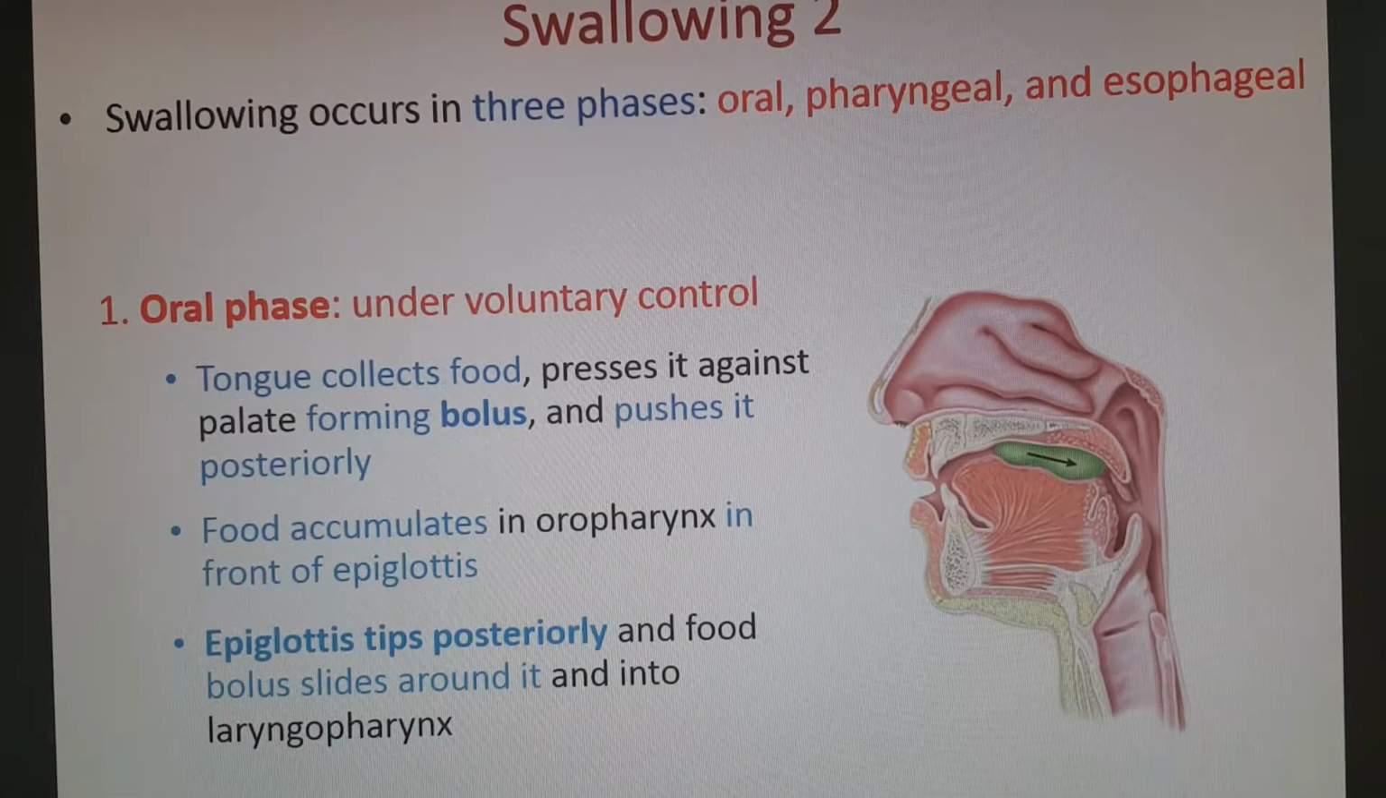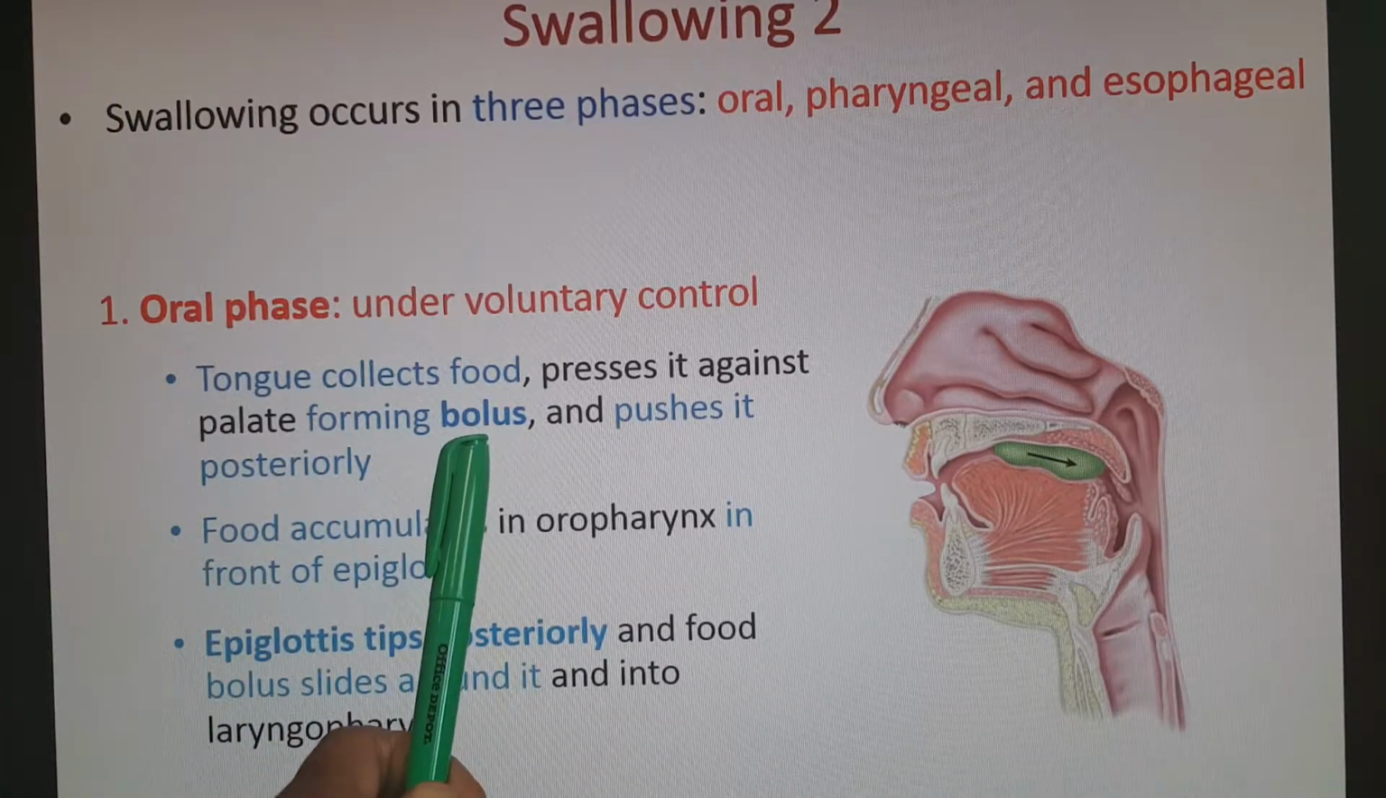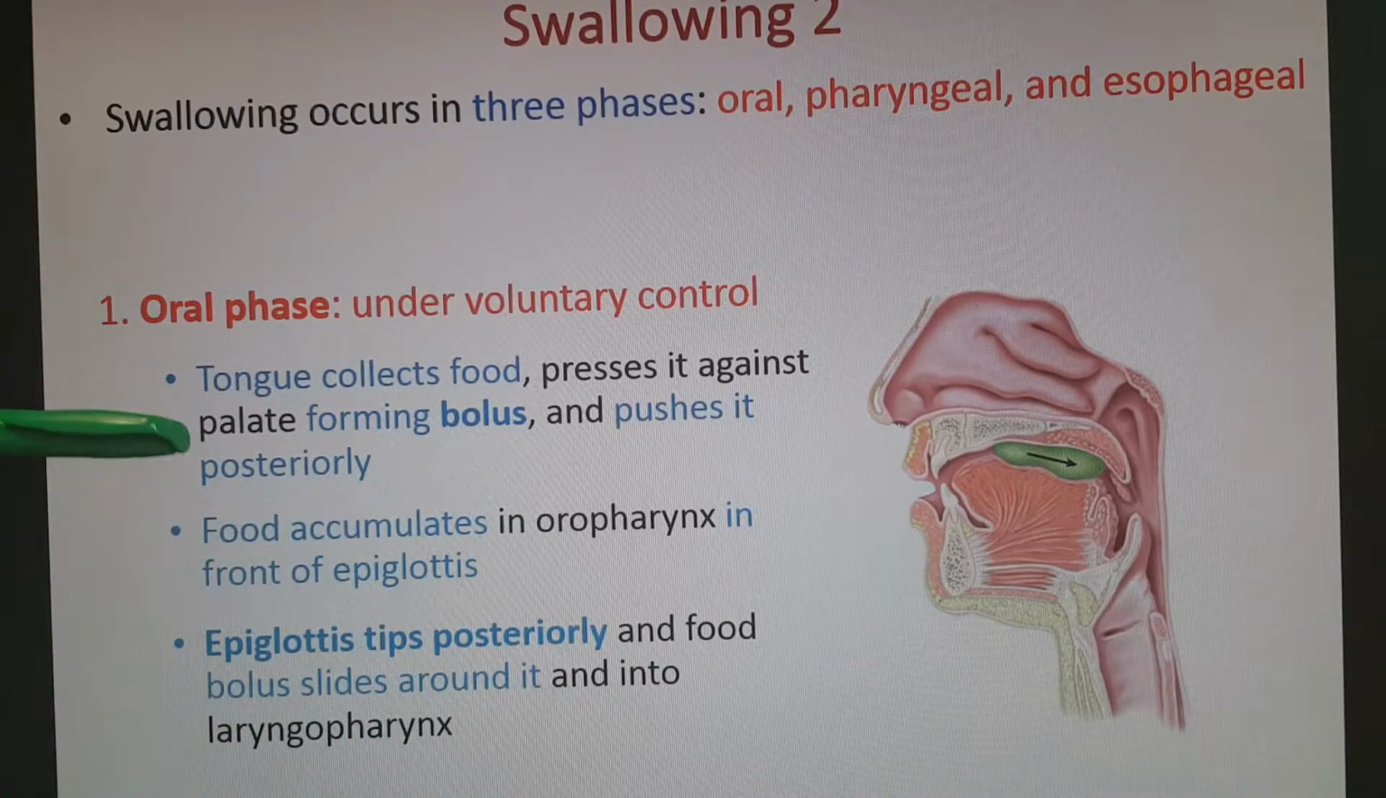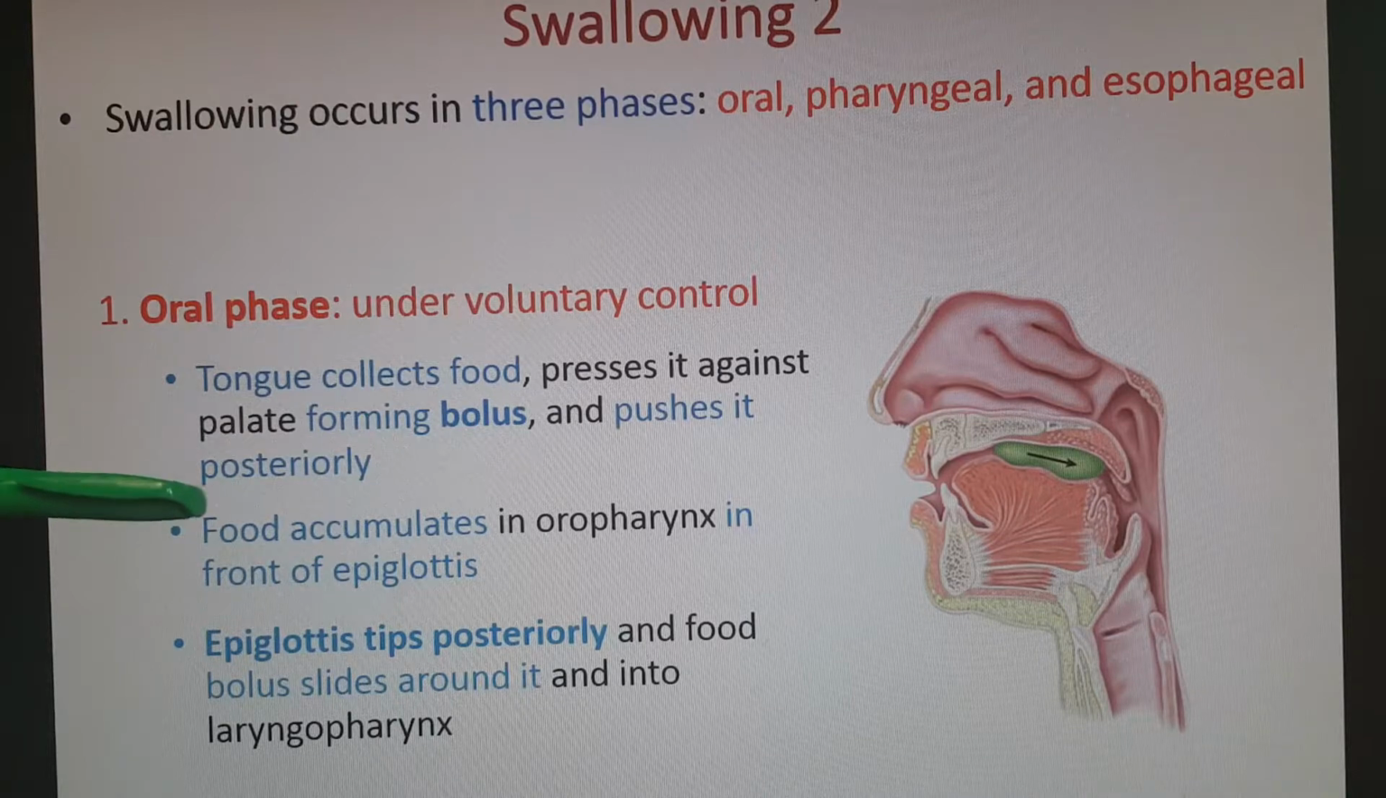So after you've chewed your food and your saliva has helped moisten it and get it ready to be swallowed, there are 3 phases of swallowing. Your first phase is oral, which is under voluntary control. This is your muscles that you're controlling to move the food towards the back of your throat, forming the bolus, all of the bundled up food together. Then the food will accumulate in the oropharynx in front of the epiglottis.